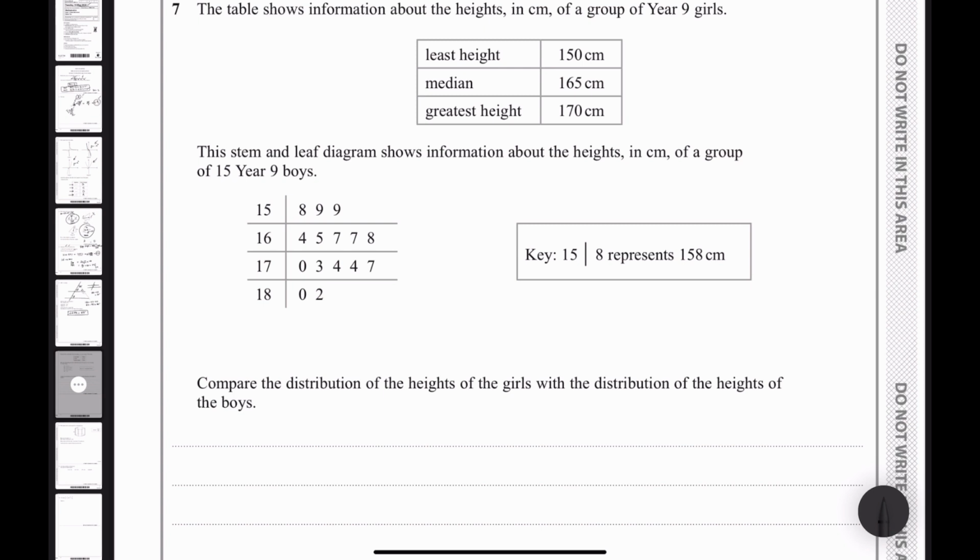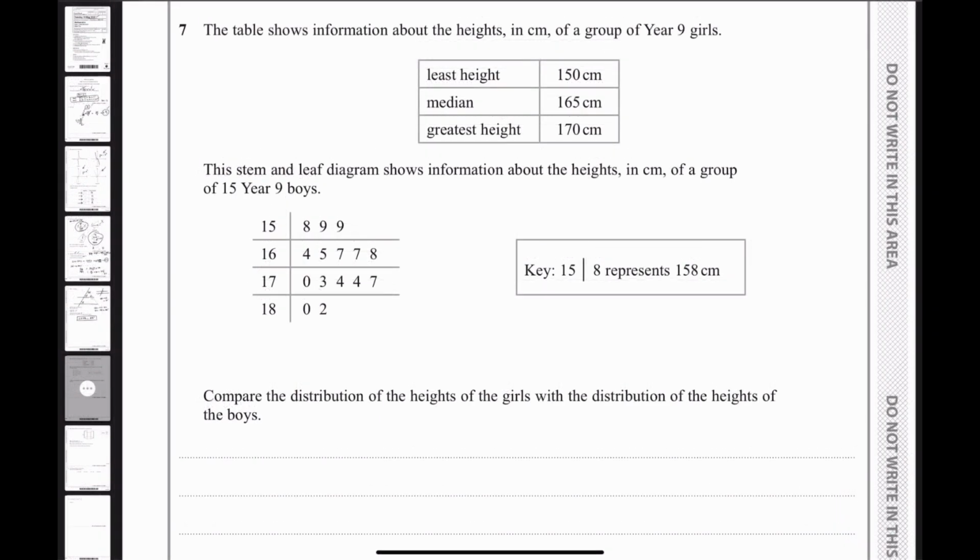It says the table shows information about the heights in centimeters of a group of year 9 girls. This stem and leaf diagram shows the information about the heights in centimeters of a group of 15 year 9 boys. Compare the distribution of the heights of the girls with the distribution of the heights of the boys. So in this question, we have been given the data of the girls over here and the data of the boys over here. So let's compare it.